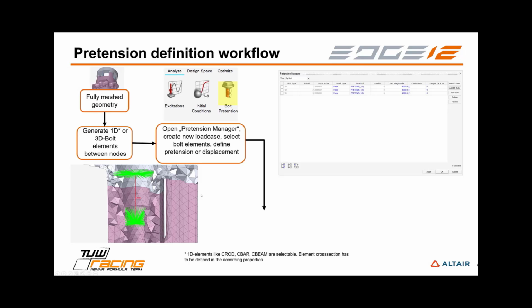Regarding the pretension definition, we again assume that we have a fully meshed geometry. With pretension, we can use either 1D or 3D bolt elements between selected nodes. In our case, we are using 1D C-rod elements between two rigid nodes. Under Analyze and Bolt Pretension, we can open the Pretension Manager, create a new load case, and select the bolt elements that we want to pretension. We create a new load collector that we call pretens1, and we also define the magnitude of our pretension, in this case 4,000 newtons per bolt.